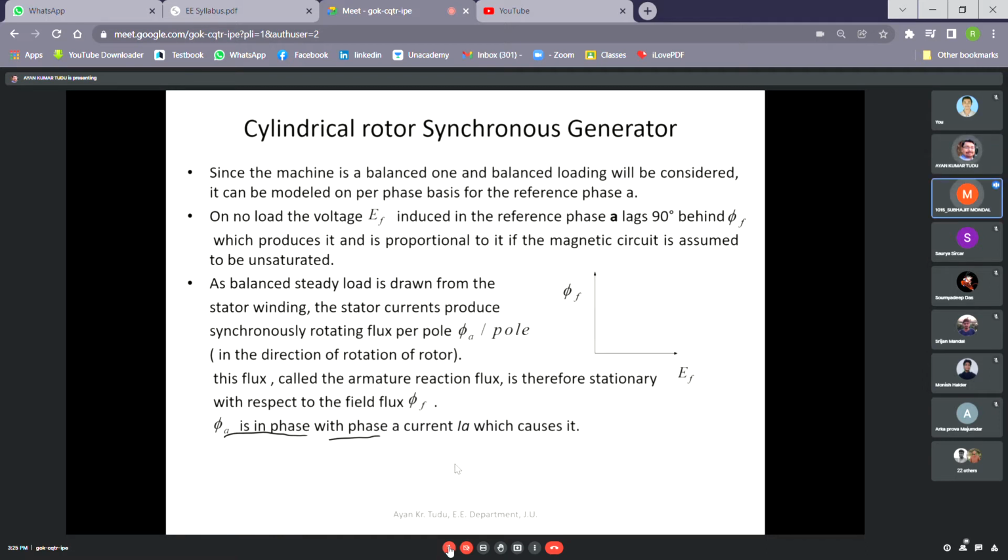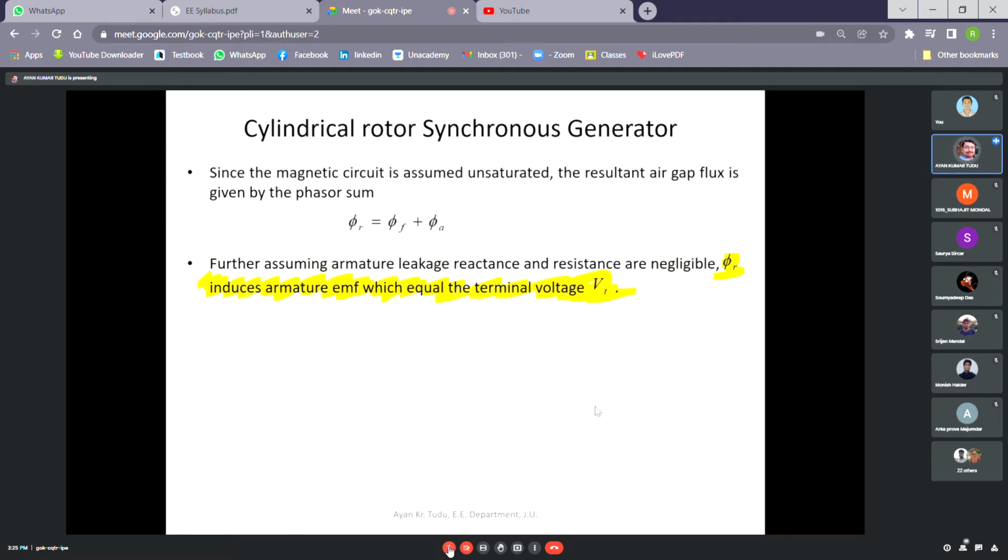Again, we are assuming that the magnetic circuit is unsaturated, so we can apply the superposition principle, and the resultant air gap flux is given by the phasor sum phi r equal to phi f plus phi a. Please note that we are neglecting the armature leakage reactance and resistance, and this phi r induces the armature EMF which equals the terminal voltage Vt across the generator.